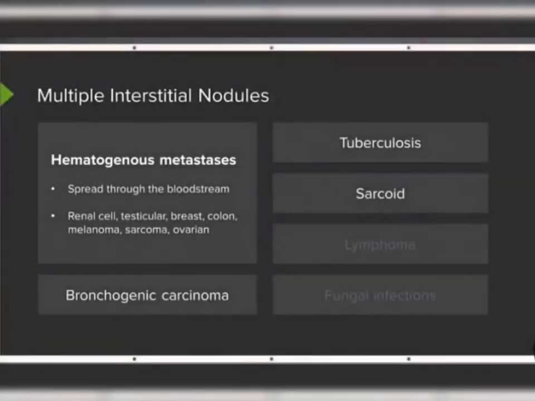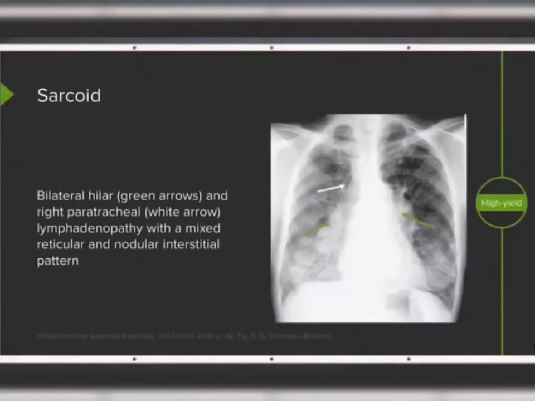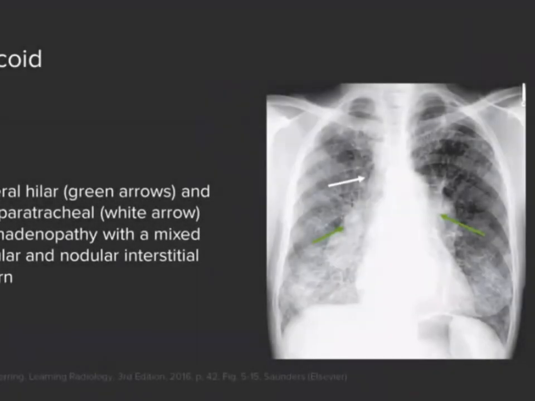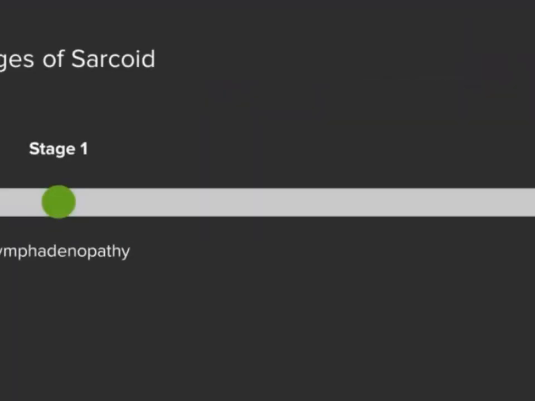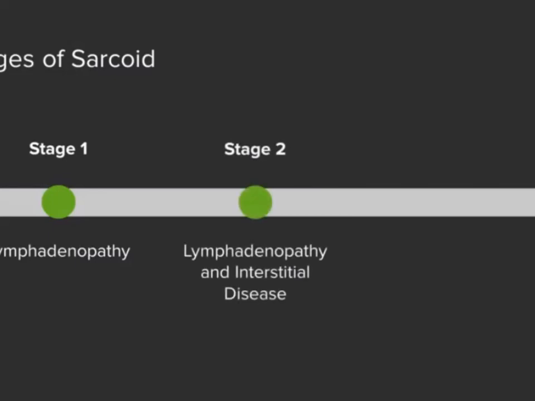Sarcoid can also present with multiple interstitial nodules. So sarcoid initially presents with bilateral hilar and right paratracheal lymphadenopathy, and it often has a mixed reticular and nodular interstitial pattern. You see the adenopathy here on this radiograph. So sarcoid initially presents again with adenopathy. Later on, it then moves on to adenopathy and interstitial disease, and usually it ends with primarily interstitial disease.